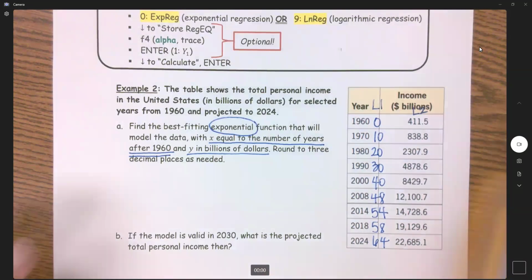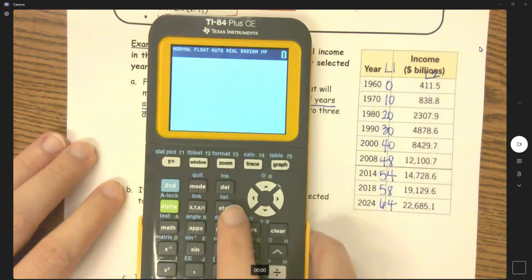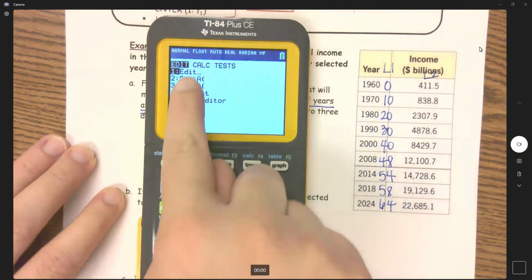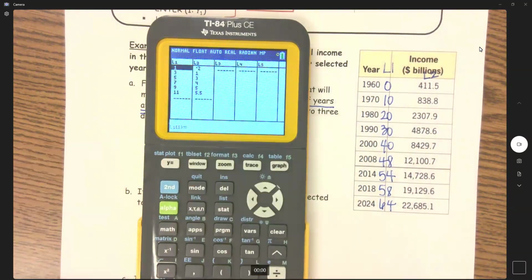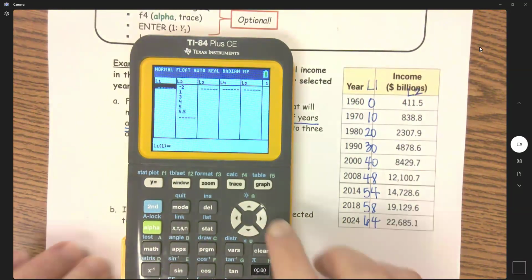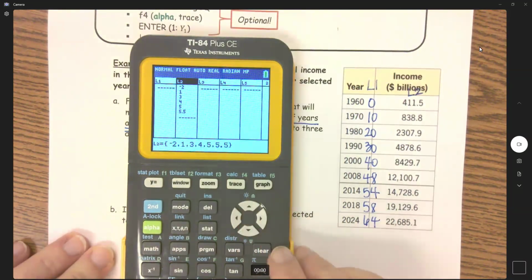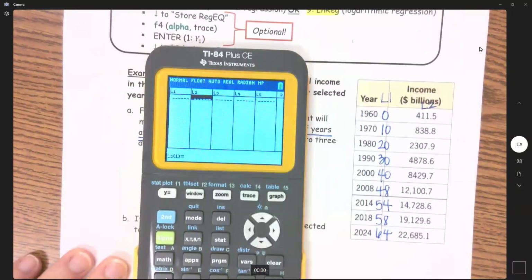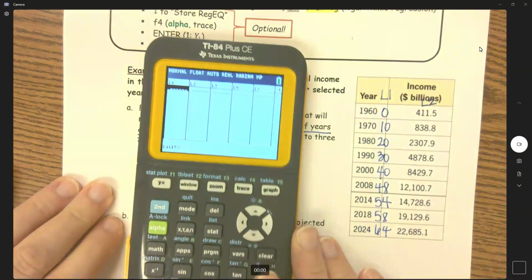Okay, so first we need to go to stat. We're going to hit enter because I want to edit the data that I already have stored. Now, this time I do have stuff stored. So I'm going to arrow up, hit clear, and then hit enter. It's not going to clear until you hit enter. Do the same thing for your L2, highlight it, hit clear, and then hit enter, and now it's clear. So now I'm going to enter in my data.